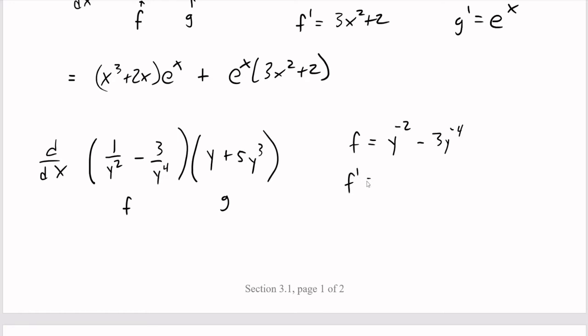So that derivative would be drop it down, subtract, right? Drop it down, subtract. Okay, so hopefully that's not too terrible to rewrite it and do the derivative. And then here g is y plus 5y cubed. G prime is 1 plus 15y squared.